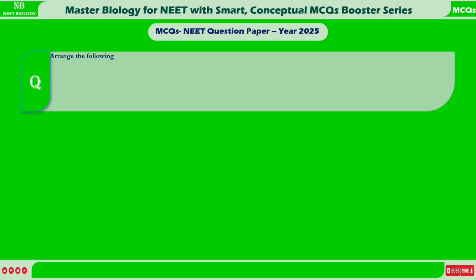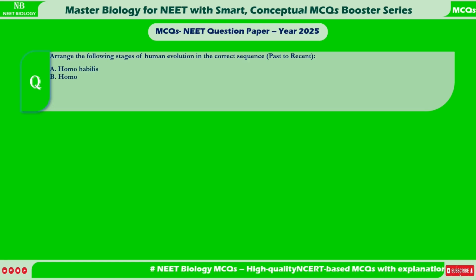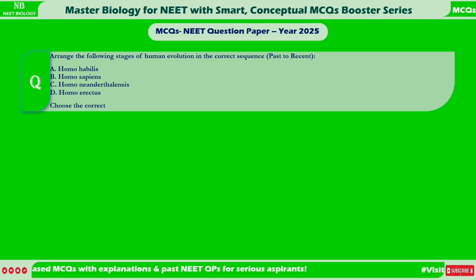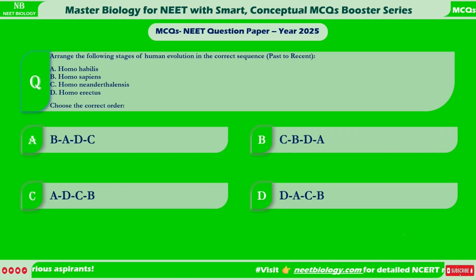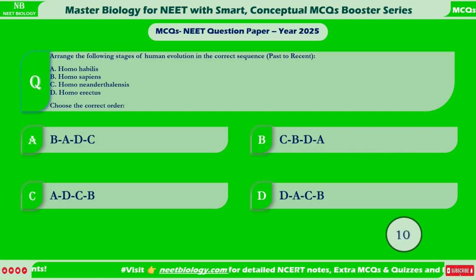Arrange the following stages of human evolution in the correct sequence, past to recent. A. Homo habilis. B. Homo sapiens. C. Homo neanderthalensis. D. Homo erectus. Choose the correct order. A. BADC. B. CBDA. C. ADCB. D. DACB.